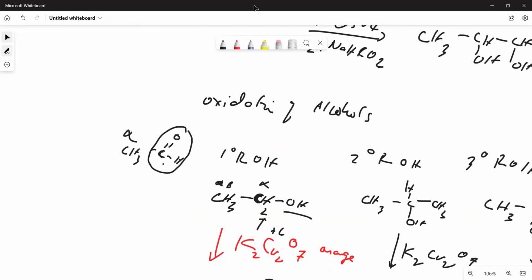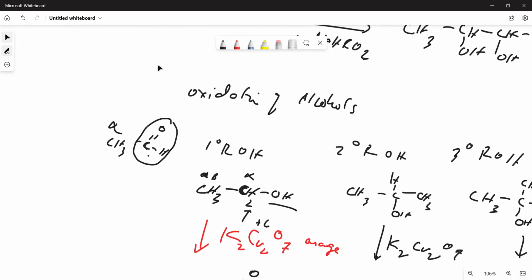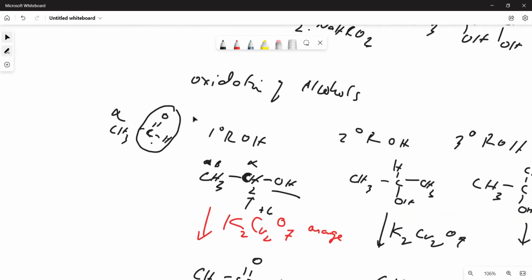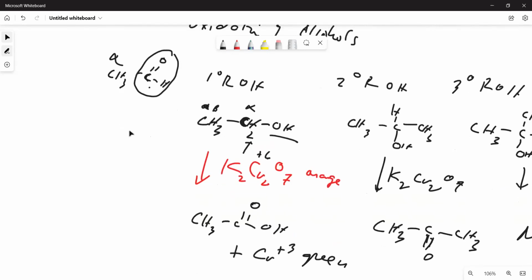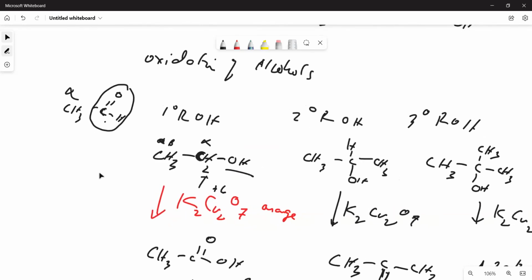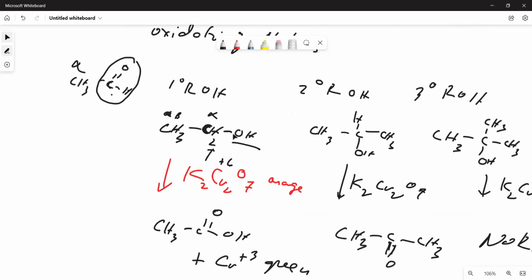Now, the other oxidizing agent is potassium dichromate. Potassium dichromate is commonly used to oxidize alcohols. Take note that alcohol can be primary, secondary, or tertiary. Example of primary is ethanol.